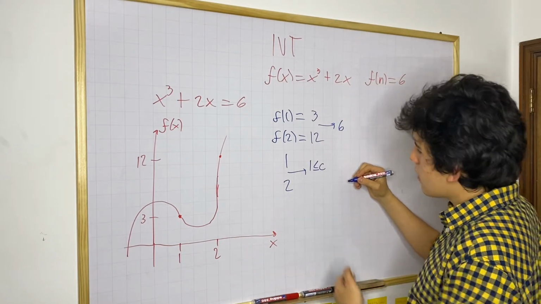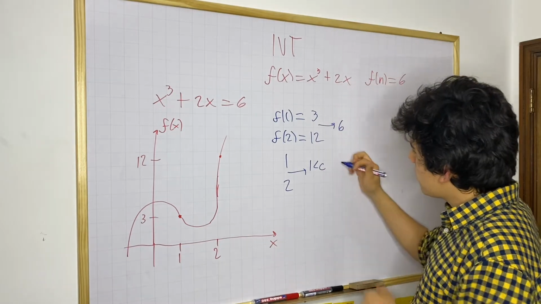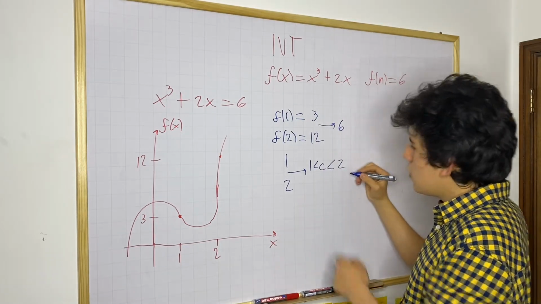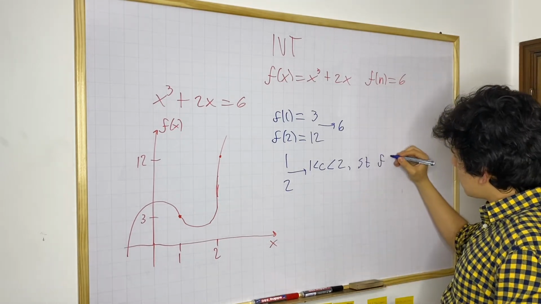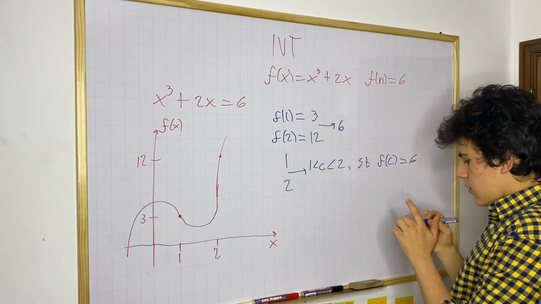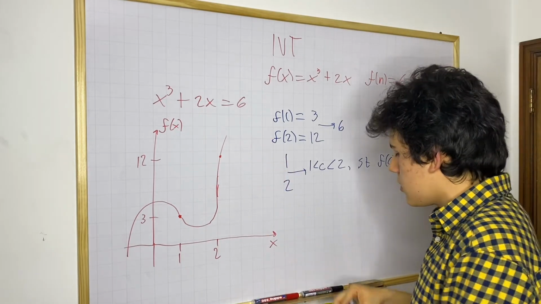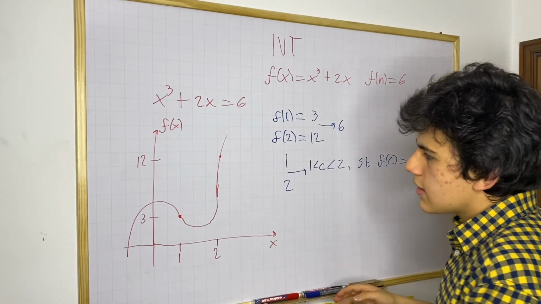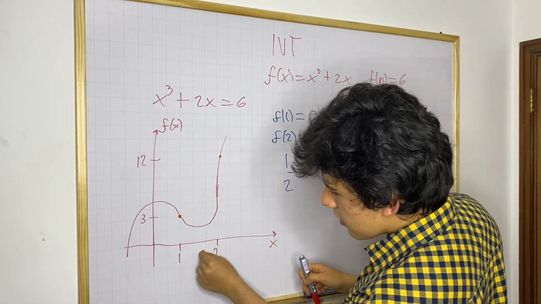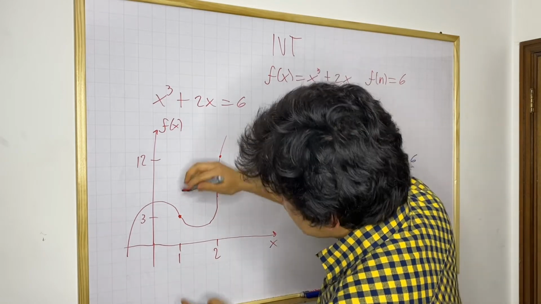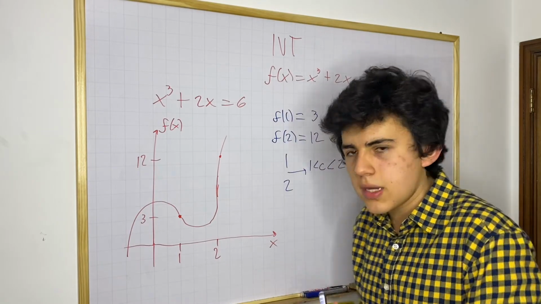C is going to be greater than 1, it cannot be equal, greater than 1 but smaller than 2, such that f of C equals 6, okay? This is the entire proof that there is an actual solution to this equation. We're basically stating that in this interval, there is an x value that you can plug in, and you're going to get a value that is 6, between this region of the y values, okay?